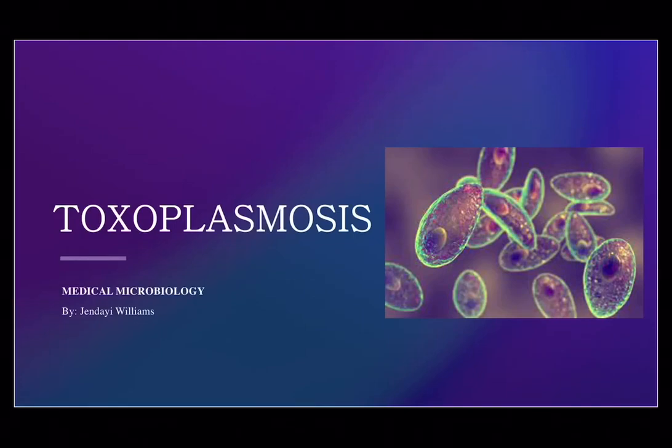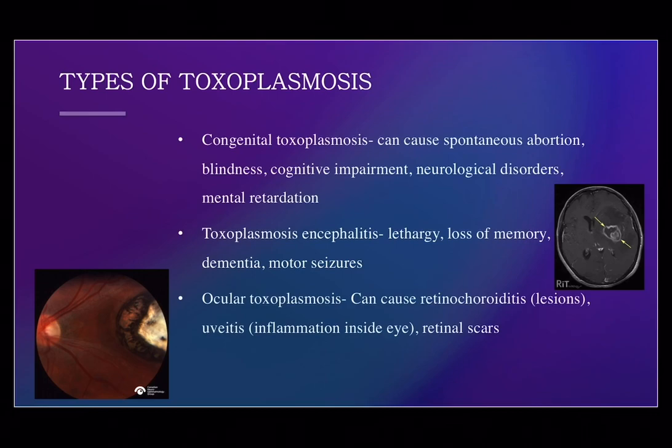Today, I'm going to be talking about toxoplasmosis. There are three types of toxoplasmosis: congenital toxoplasmosis, which can cause spontaneous abortion, blindness, cognitive impairment, neurological disorders, and mental retardation. Toxoplasmosis encephalitis is the second, which can cause lethargy, loss of memory, dementia, and motor seizures.